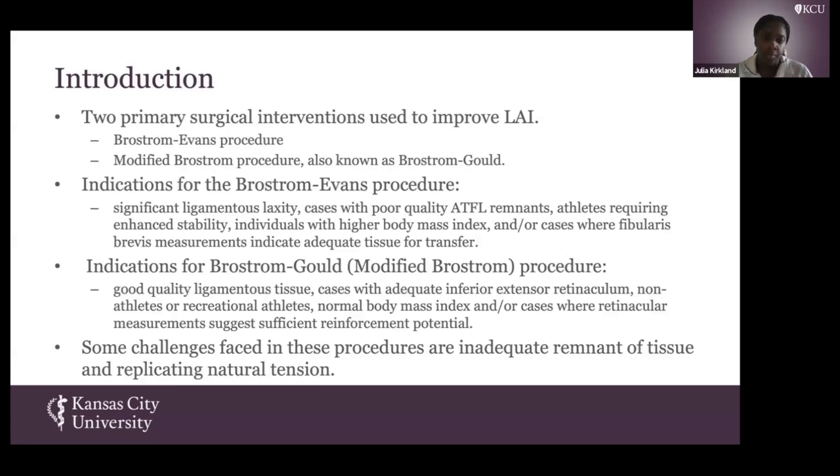Some of the challenges faced in these procedures are inadequate remnants of tissue and replicating tension. These challenges can result in complications such as recurrent ankle instability, joint restrictions, and or pain. Physical factors such as height, weight, and sex may play a role in these challenges surgeons are faced with.